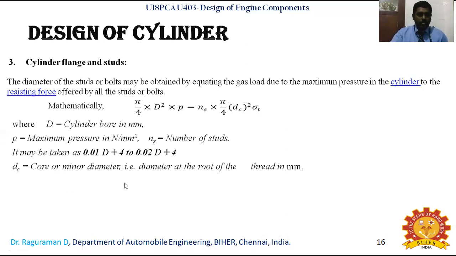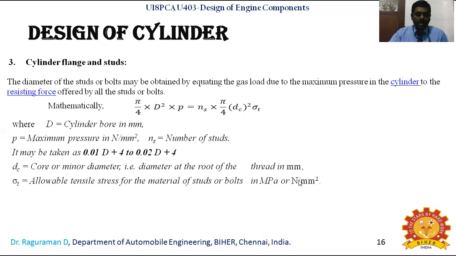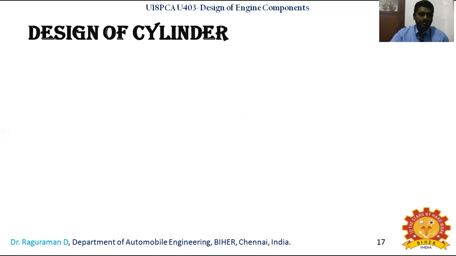So dc is the core or minor diameter, that is the diameter at the root of the thread. And sigma t is the allowable tensile stress for the material of the studs or bolts. If it is not mentioned in the problem, this value can be taken as 35 to 70 megapascal.